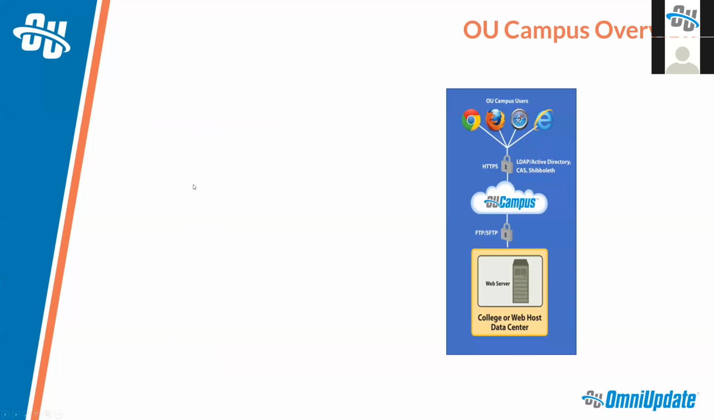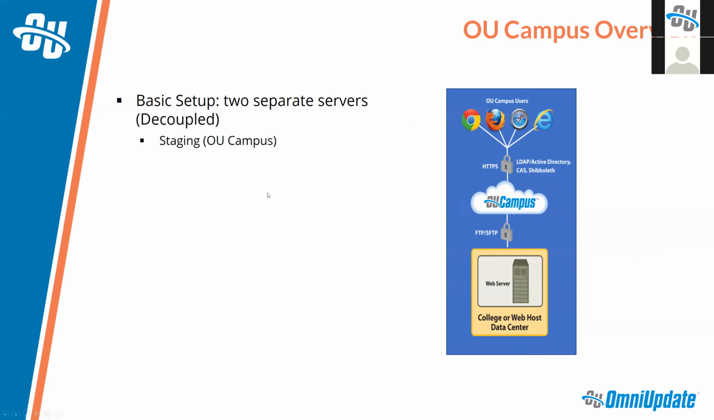All right, so as a quick overview, just to remind people that we are a decoupled CMS, and that means that OU Campus lives in its own environment, and this in effect becomes your staging environment. What happens is that you build out and maintain your pages in OU Campus, and when deemed ready, you would then publish out to your production server. And there's a couple benefits, and we can talk about some of those.